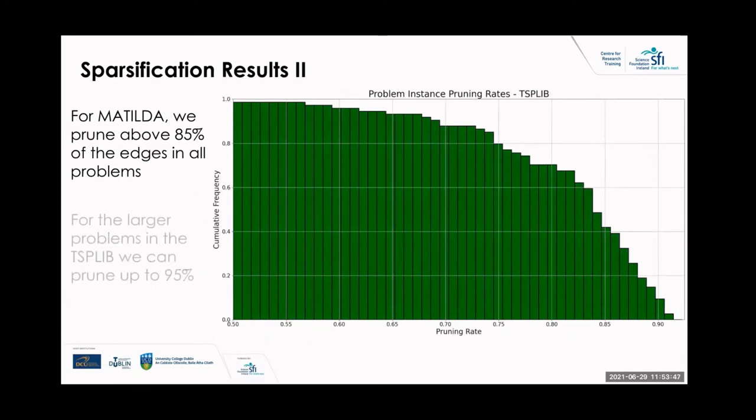And for the TSP problem instances, it's a little bit different. Because we have such a large variation in the size of the problems, we can get pruning rates as low as 50%, meaning that we only remove about half the edges. This is typical for problem instances that are smaller than the training set, which were 100 vertex problem instances. But for the much larger problems, which go into thousands of vertices, we can prune upwards of 95% of the vertices.